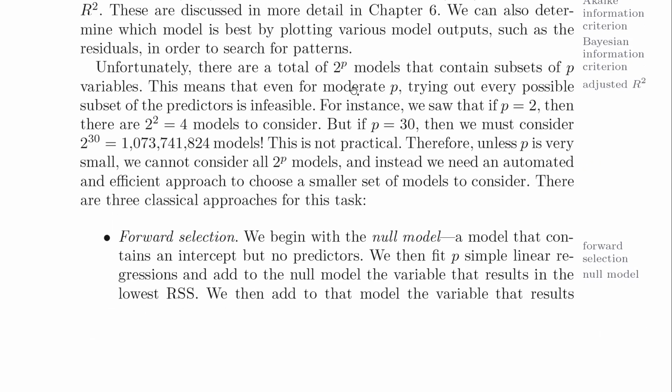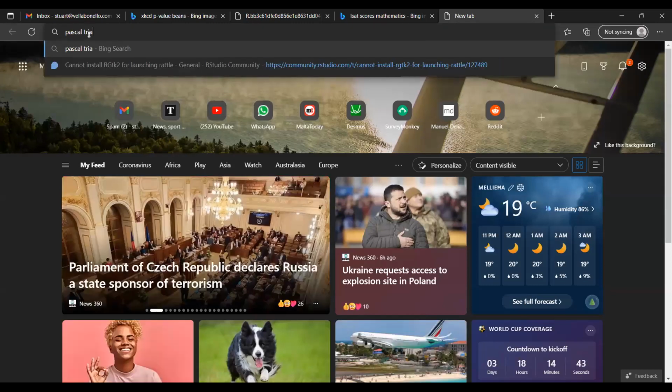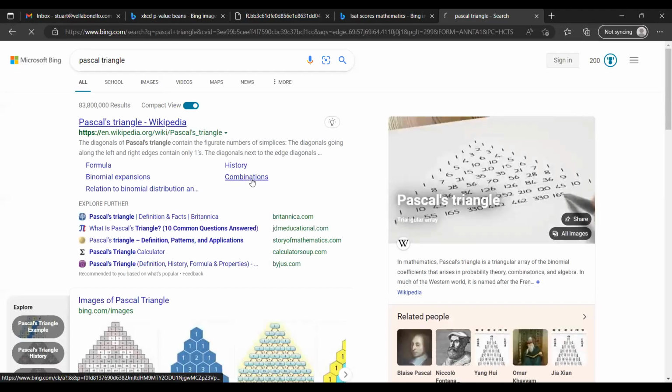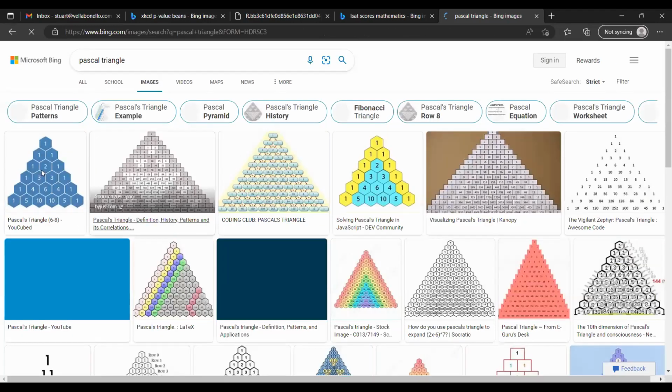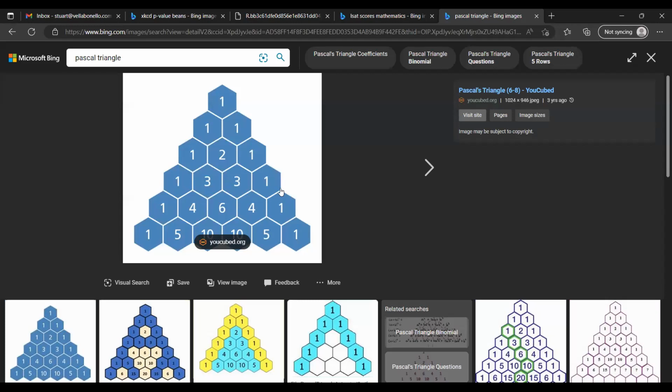Unfortunately, there are a total of 2 to the p models that contain subsets of p variables. By the way, it's like Pascal's triangle, right? If you sum the values in each row, you get 2 to the power of something. So for example, 1 plus 3 plus 3 plus 1 is 8. That's 2 cubed. This would be 2 to the 4. This would be 2 to the 5.